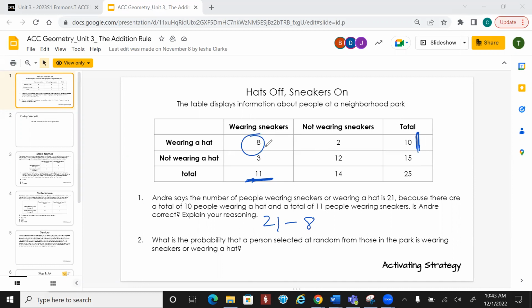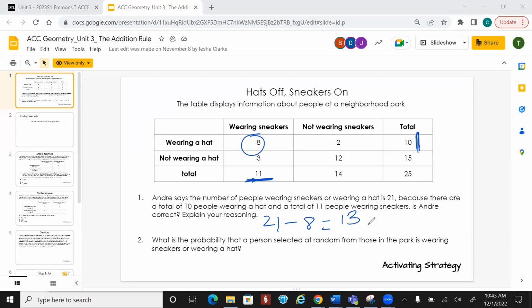Does that make sense? So if they're doing both, you can't count them twice. You have to count either one or the other. So they're either wearing sneakers or they're wearing a hat. Does that make sense? So 21 minus 8 is going to give me what?